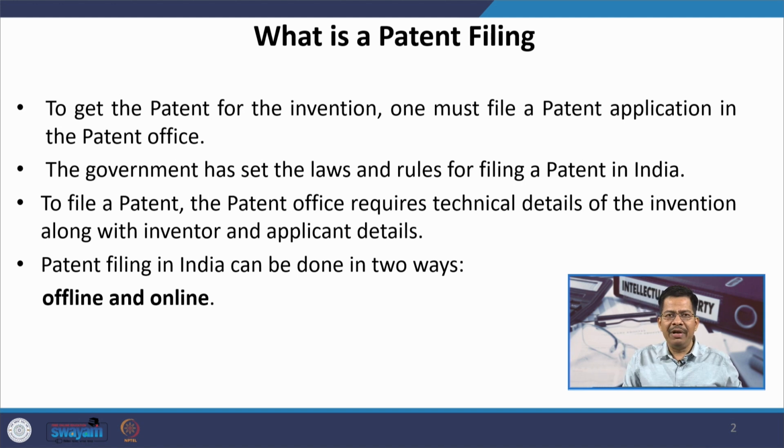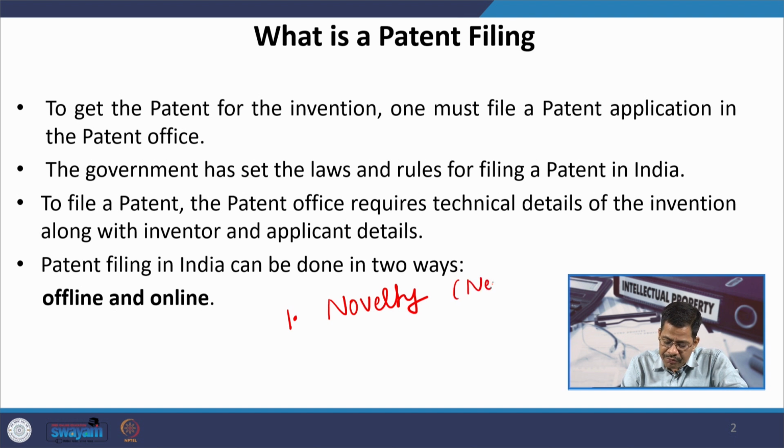Now, who will file the patent? The inventor files the patent. Whenever the inventor feels that I have done something innovative, something which is non-existent, it is new, then I will go for filing the patent. Now, there are three very important conditions which need to be satisfied, and the inventor needs to check those conditions. One condition is novelty, that whether my research for what I am going to patent is novel, new.